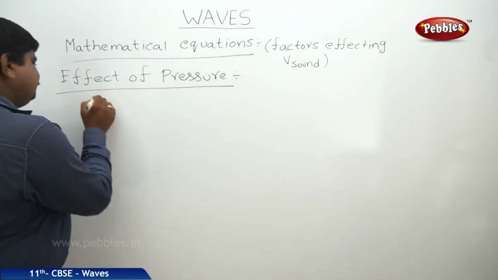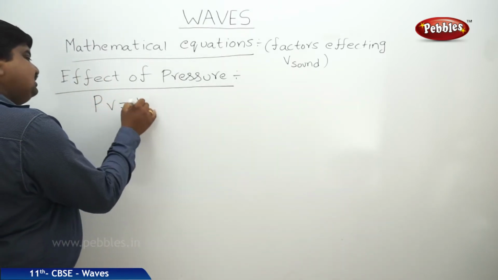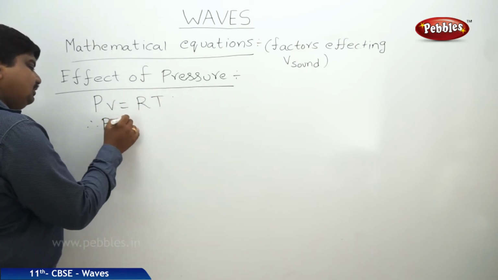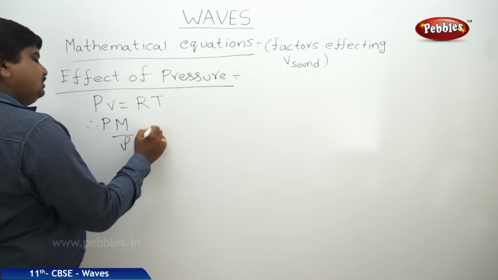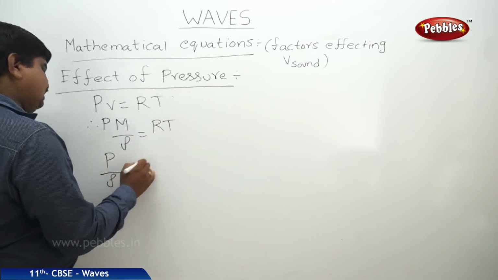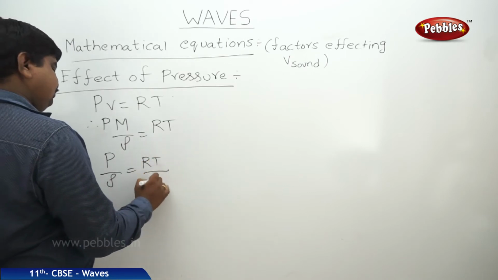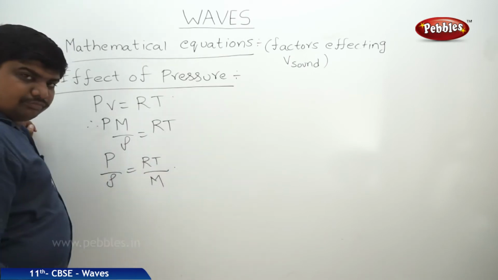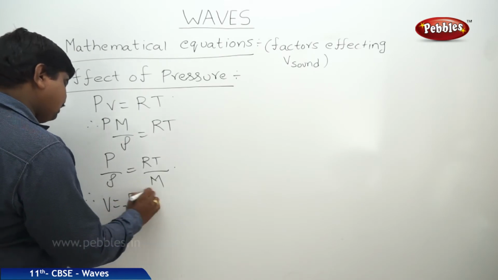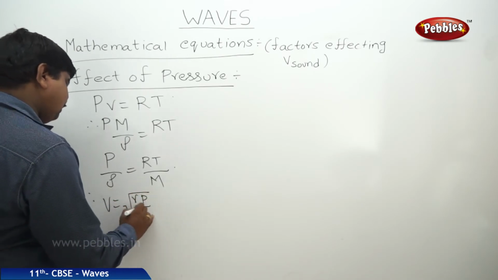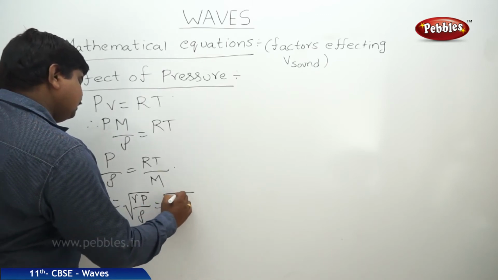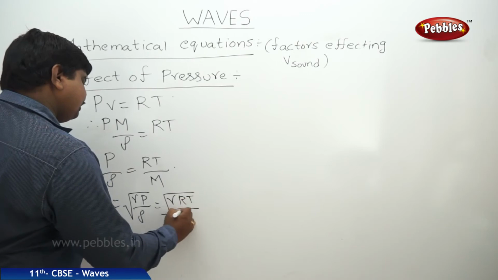So we know that PV is equal to RT, P into m by rho is equal to RT. So P by rho is equal to RT by m. But velocity is equal to square root of gamma P by rho. Therefore, that is equal to square root of gamma RT by m.